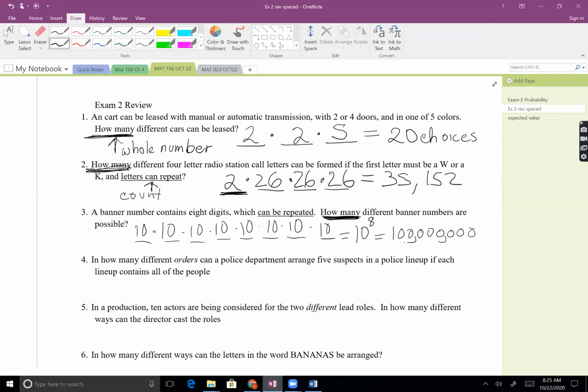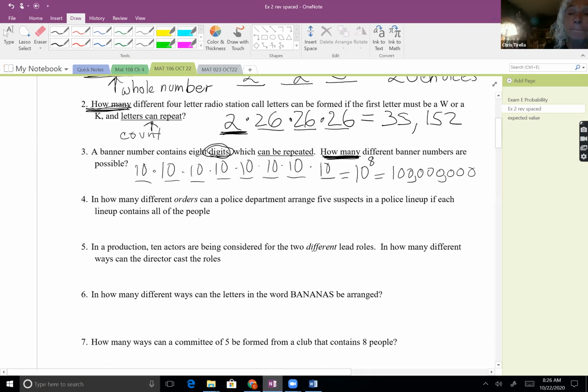How'd you get the 10? When I'm looking at how many digits there are, because we work in a base 10 number system, there are 10 digits: 0, 1, 2, 3, 4, 5, 6, 7, 8, or 9 gives me 10 digits. Okay.